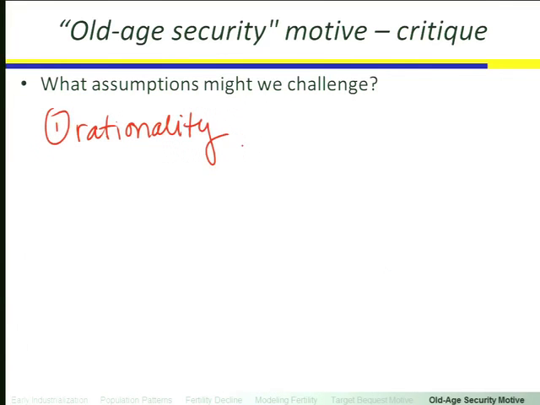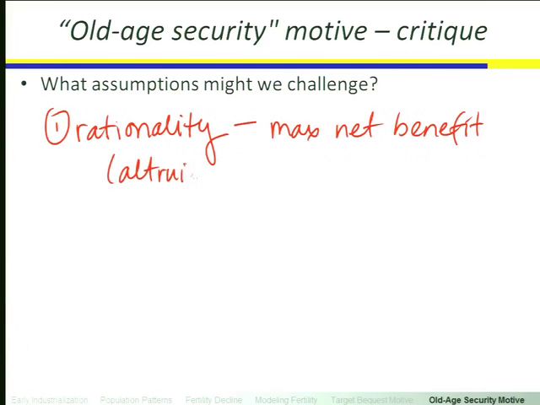Okay. So one thing we might critique is that the whole argument assumes that the parents are rational economic actors, that they are undertaking actions to maximize their net benefit, where the net benefit is the difference between the expected benefits and the expected costs of having children. And that they're not motivated by, for instance, altruism or other possibilities. Good. Amol.